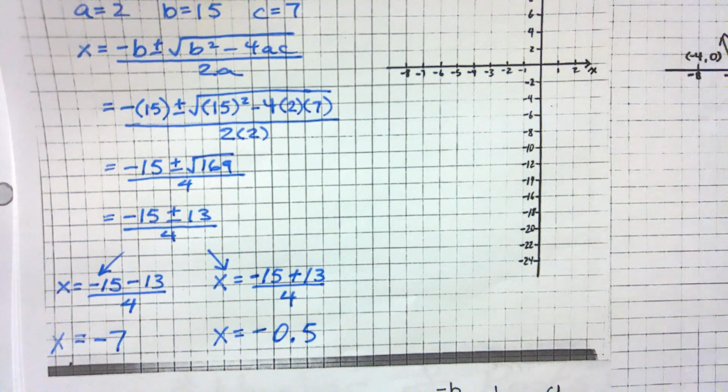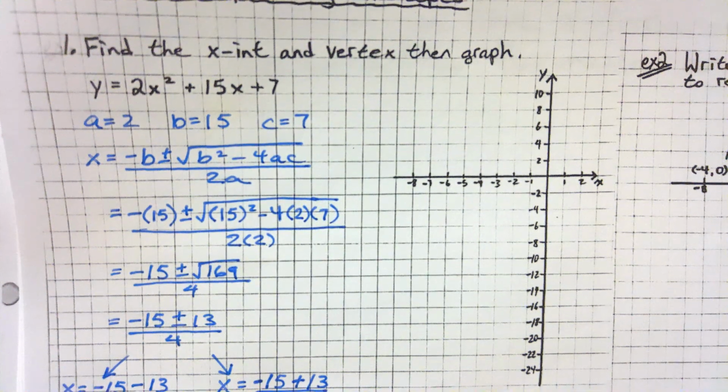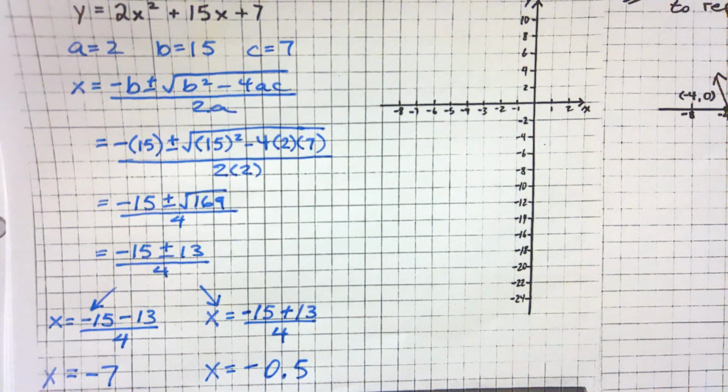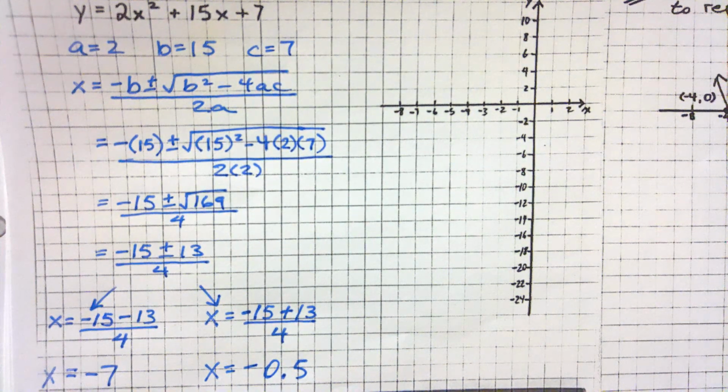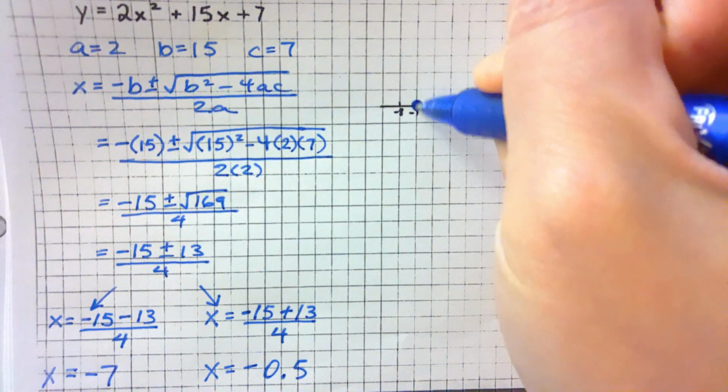Okay, which answer do I reject here? Negative 7? Neither, because it's not a word problem. I'm just trying to graph the parabola. So, okay, so these are my two x-intercepts.